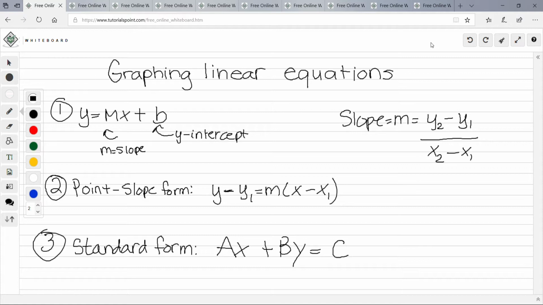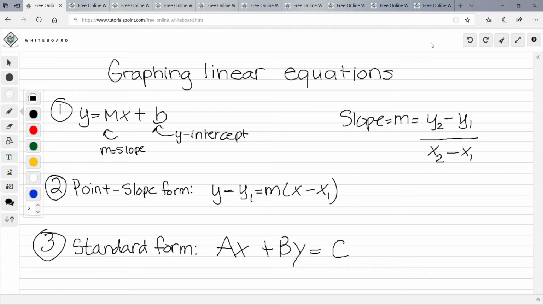Hi, today we're going to learn about graphing linear equations. In this section I will go over the two different ways of graphing linear equations and the three different forms of linear equation, and I will go over perpendicular and parallel lines and just the basics of linear equations.